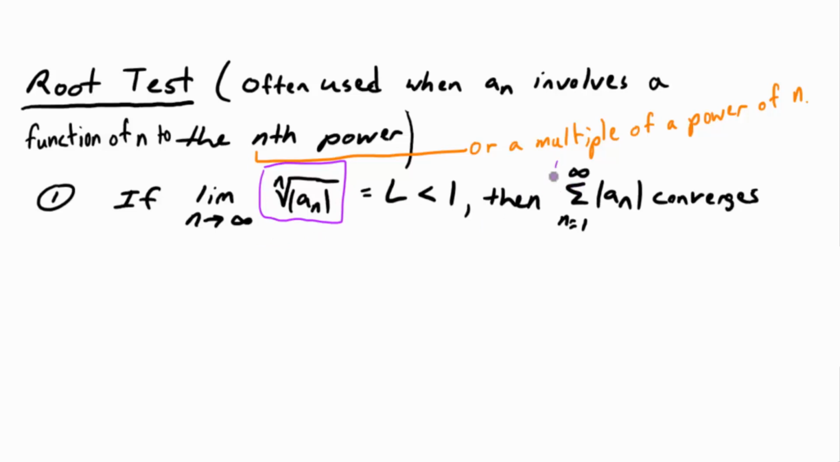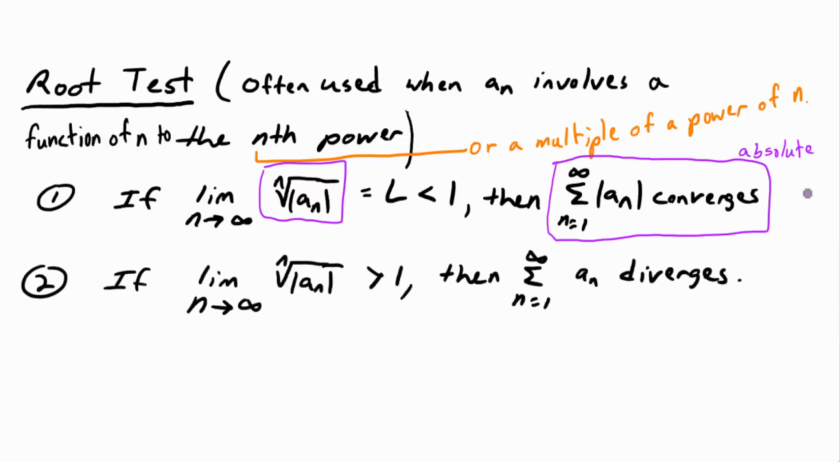And what am I saying here? What kind of convergence is it? When I say the sum of the absolute value of the an converges, we really are talking absolute convergence. It converges absolutely. And then number 2, if that limit of the nth root of the absolute value of an as n goes to infinity is greater than 1, then the original series diverges. We don't say it diverges absolutely, it just diverges.